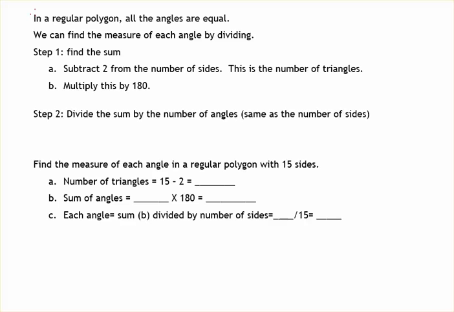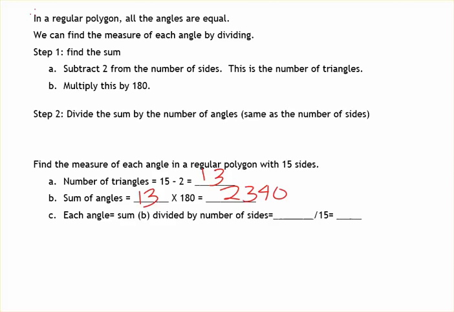Let's find the measure of each angle in a regular polygon with 15 sides. Step A, find the number of triangles. The number of triangles is 2 less than the number of sides. So 15 minus 2 gives us 13 triangles. To find the sum, we'll take our 13 triangles times 180. A polygon with 15 sides has 2,340 degrees.